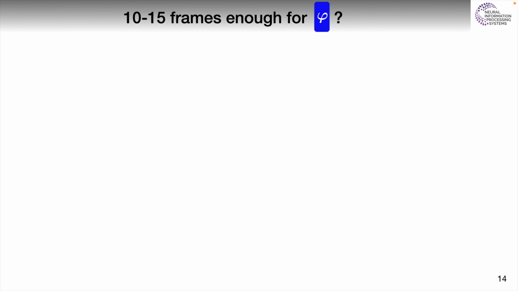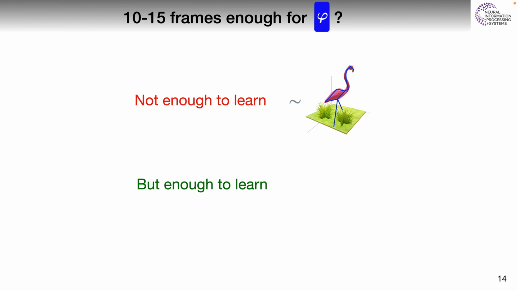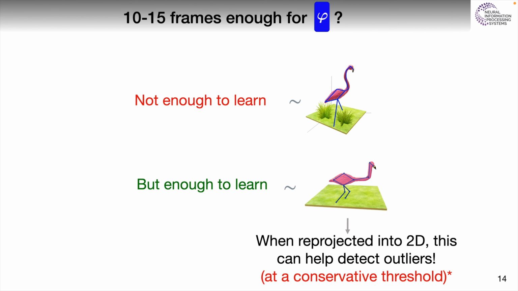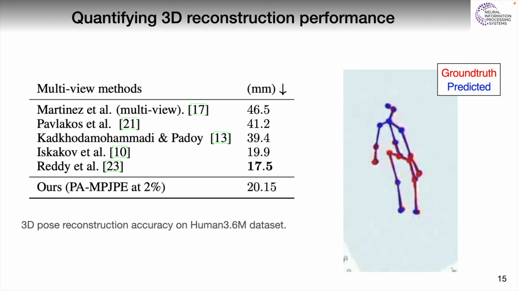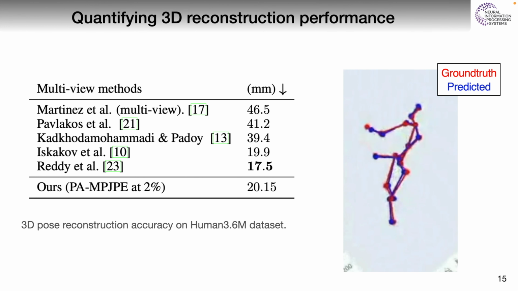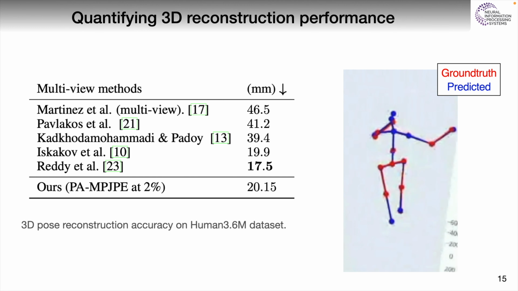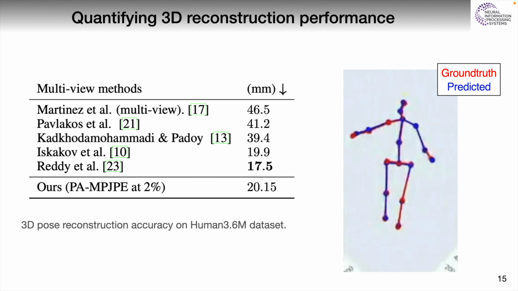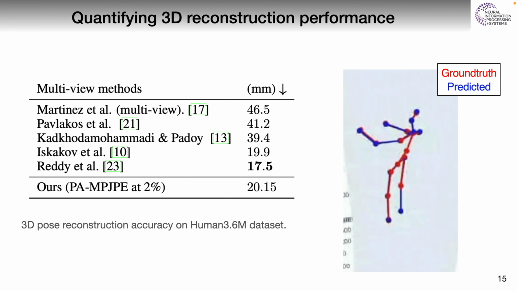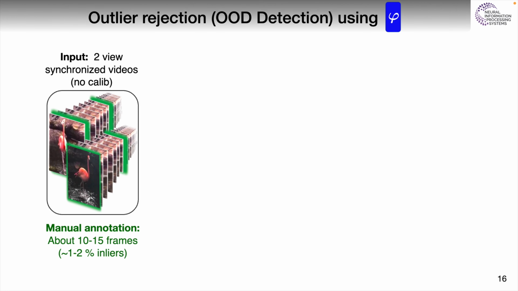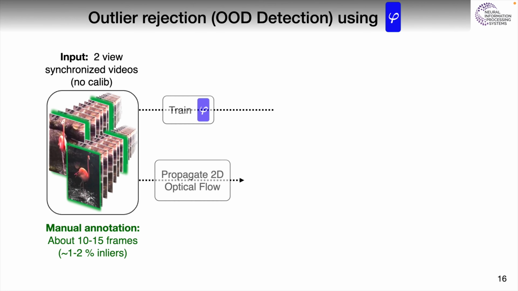But are 1 to 2% of frames enough to learn a good 3D structure that drives this MBW pipeline? While it is not enough to learn a perfect 3D structure initially, it is enough to learn a reasonably plausible 3D structure that rejects the most egregious outliers at a very conservative threshold. We validated this by running experiments on a dataset with ground truth 3D. In spite of only using 2% of 2D labels, we are able to achieve 3D performance comparable to those using 100% of 2D labels.